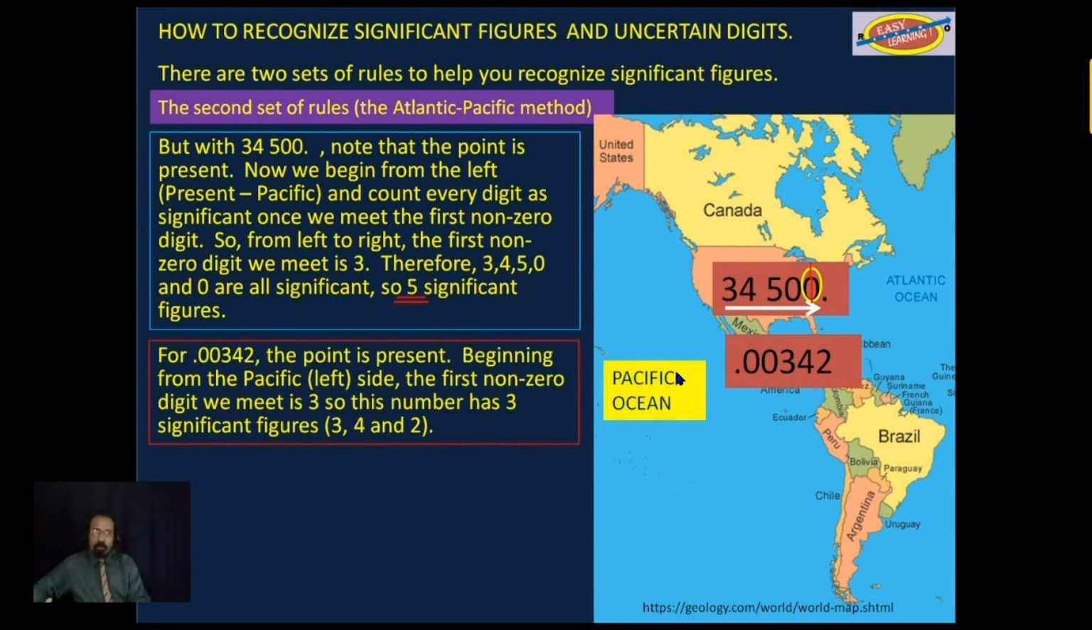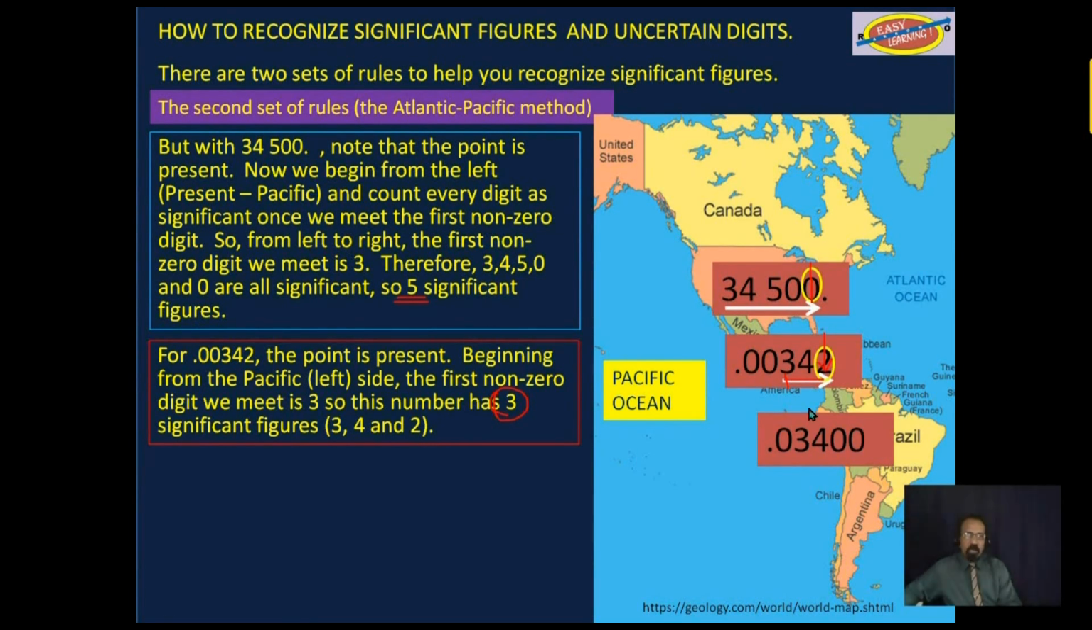Going to our right, we will start from the first non-zero digit, which means that we will skip those 2 zeros. We will begin at 3. We will count 3, 4, and 2. So we have 3 significant figures, 3, 4, and 2. And out of the significant figures, the one on the far right is uncertain. So 2 is uncertain.